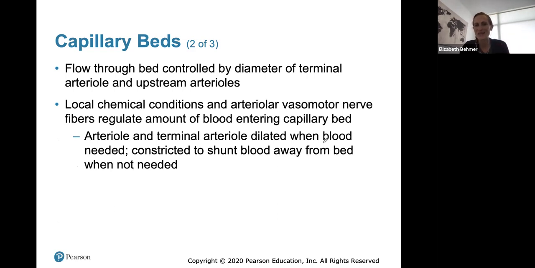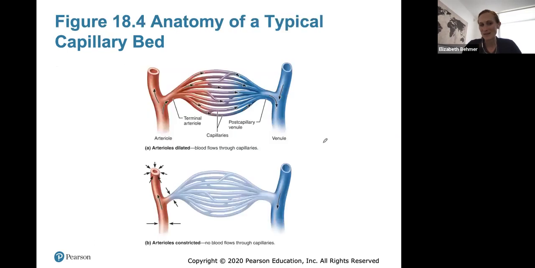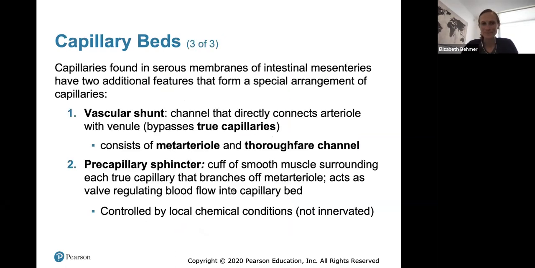So what this means is that the arterial and terminal arteriole will dilate when blood is needed to allow blood flow through the capillary, but they will constrict to shunt blood away from the capillary bed when it's not needed. So here we have dilation where blood flows through the capillaries freely, but then we have constriction where no blood is flowing through the capillaries when, for example, blood might be needed somewhere else in the body.